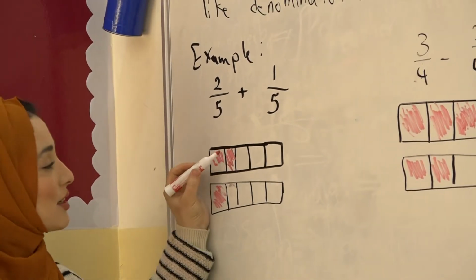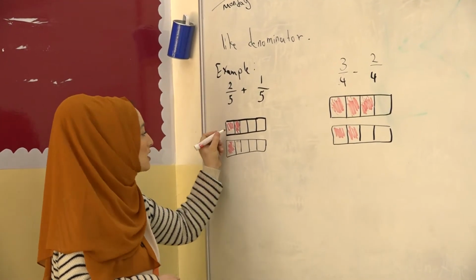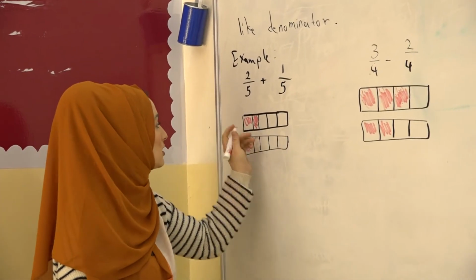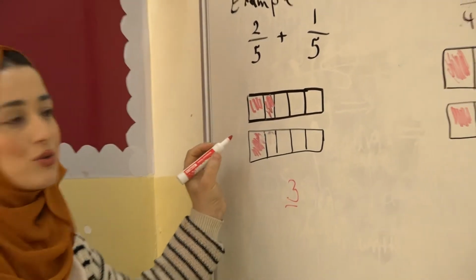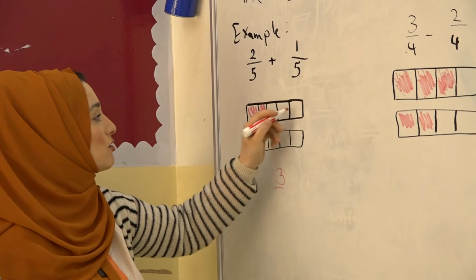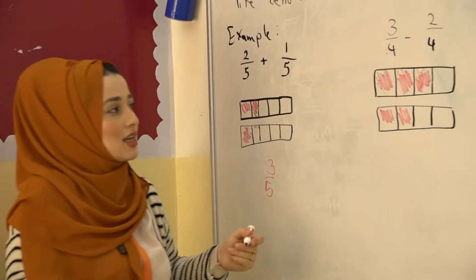Now how many cells are shaded or colored? 1, 2, 3. 3 over how many parts do we have? 1, 2, 3, 4, 5. So it is 3 over 5. Subtracting is the same.